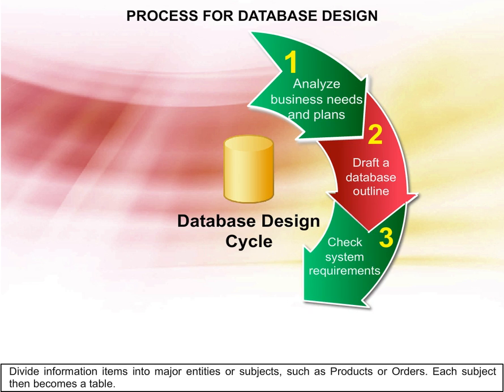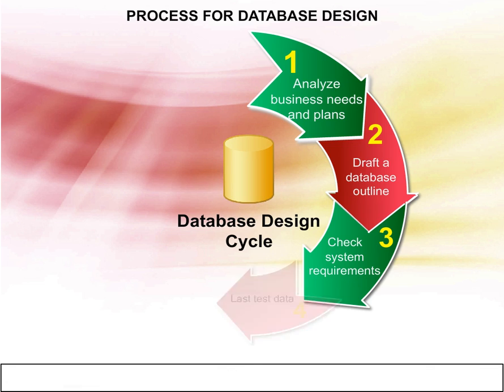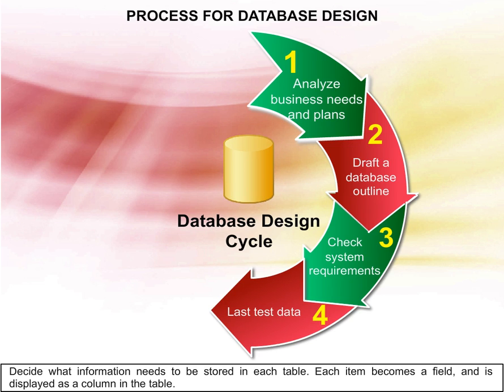Check system requirements. Divide information items into major entities or subjects such as products or orders. Each subject then becomes a table. Last test data. Decide what information needs to be stored in each table. Each item becomes a field and is displayed as a column in the table.